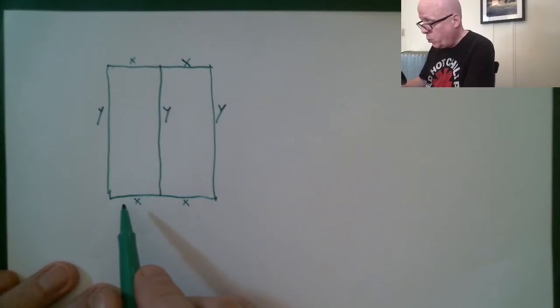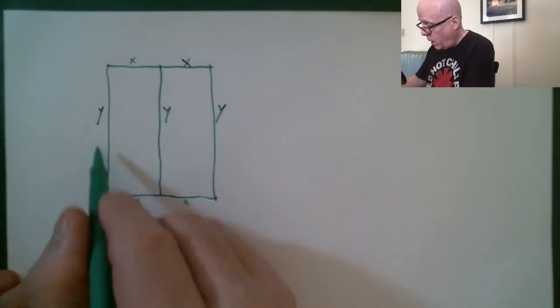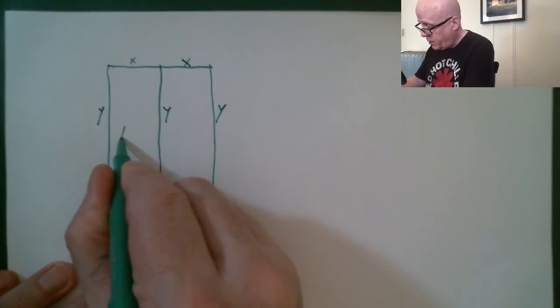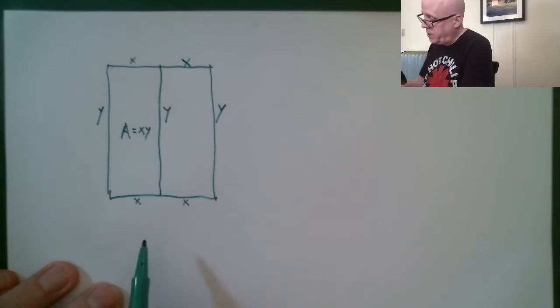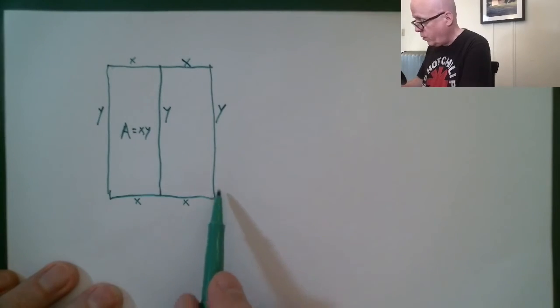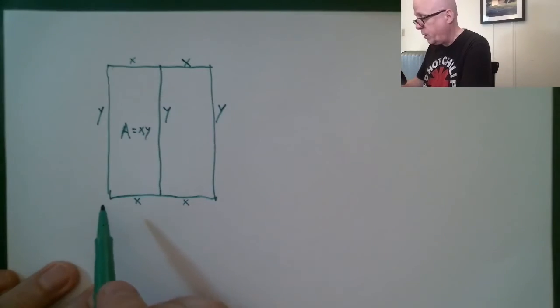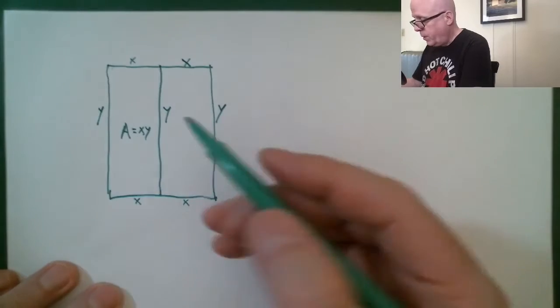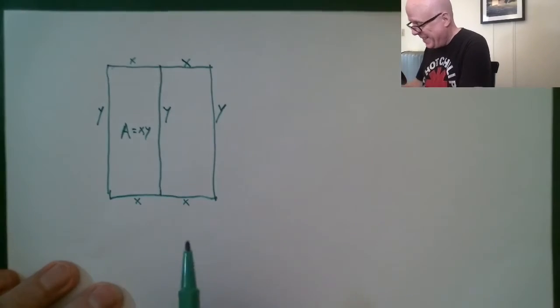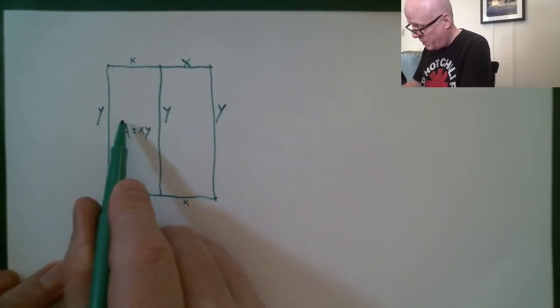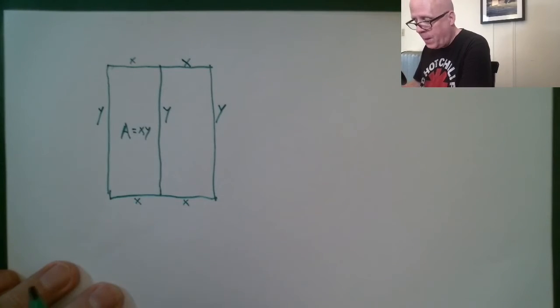The individual pens are going to be x by y, so we're going to maximize the area. Now, really, you might like to say you're maximizing the total area of the thing, which would be 2x times y. But if you make this biggest, you'll also make that biggest. So it's fine to just use A equals xy.